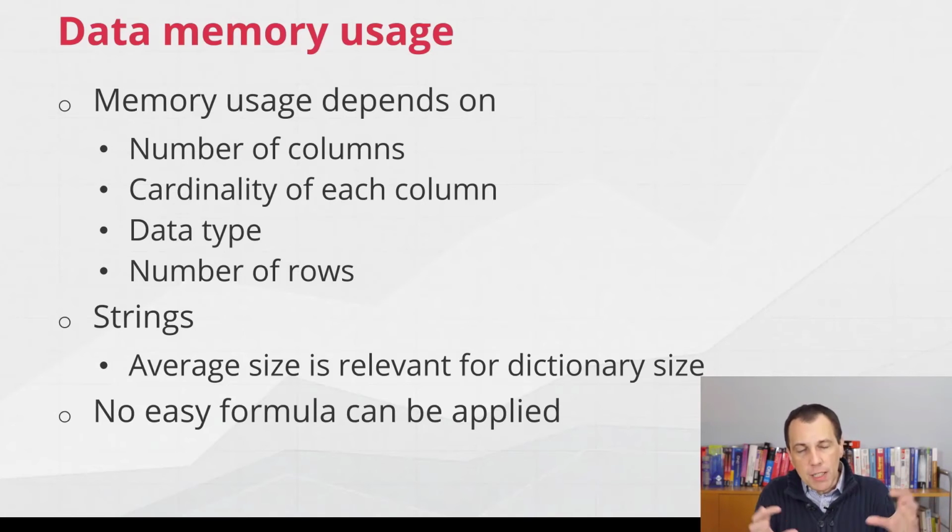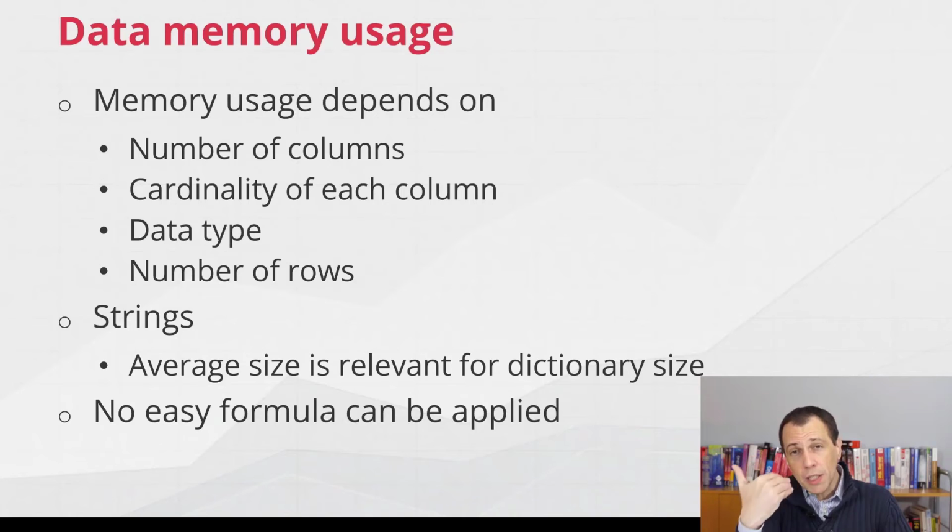But usually, especially in Power BI models, for example, the cardinality of the column is way more important compared to the number of rows of the table. And for the string, the average size of the string could be important because of the size of the dictionary, as I said. We don't have an easy formula to apply here. It's some heuristic that you have to apply to your evaluation, but with experience, you will be able to estimate the number in the right way.